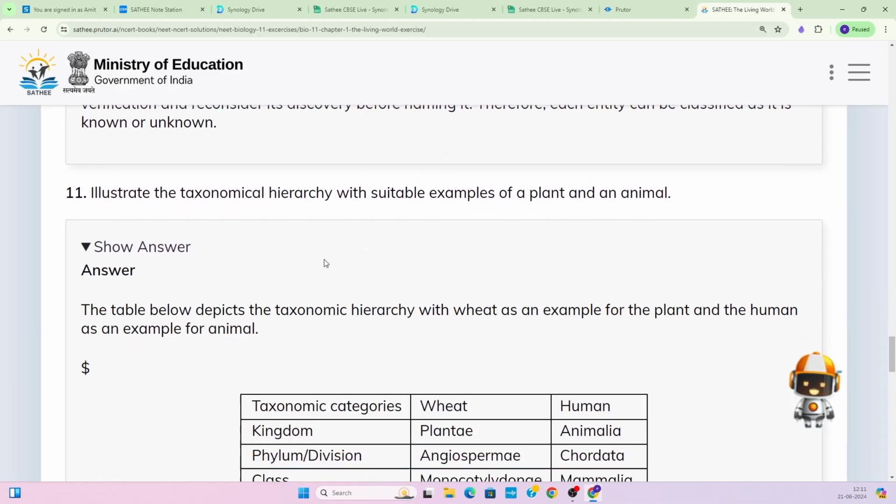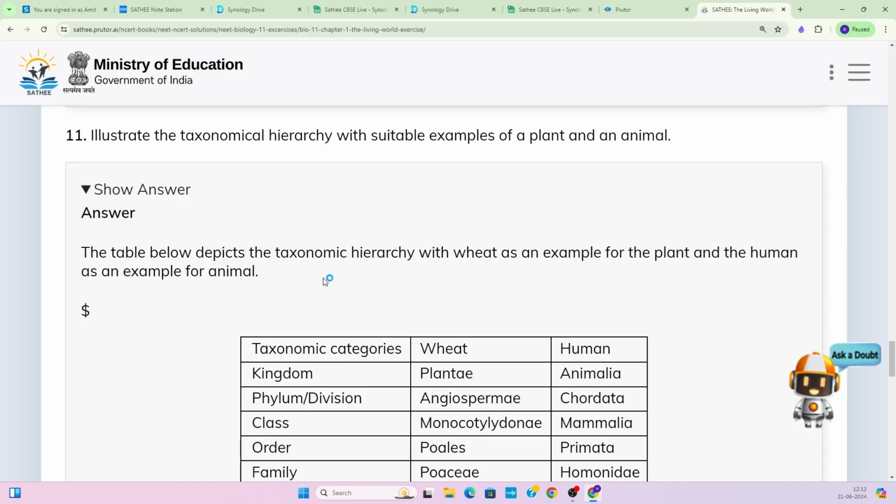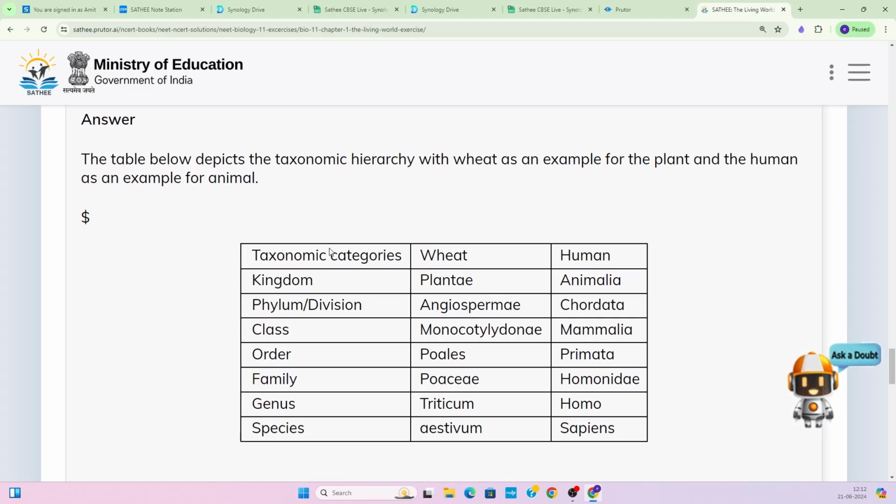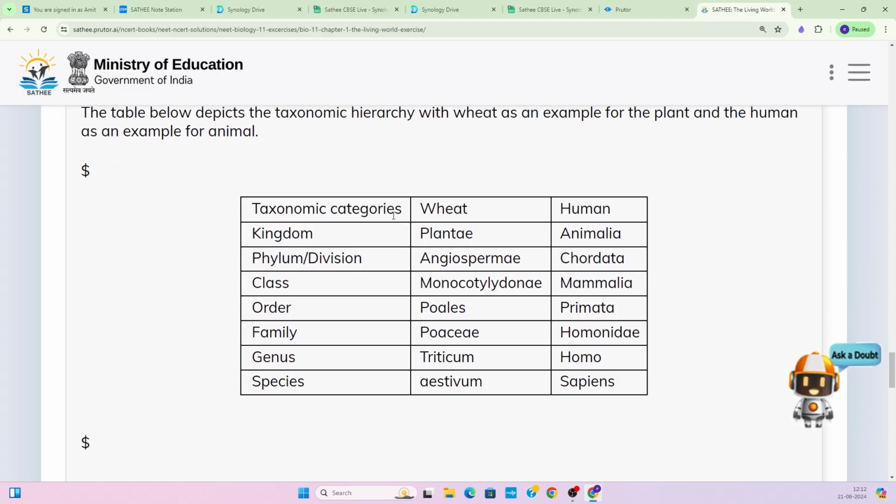Last question of this chapter. What is the question? Illustrate the taxonomical hierarchy with suitable examples of plants and animals. The table below depicts the taxonomic hierarchy with wheat as an example of a plant and human as an example of an animal. Here we have taken the taxonomic categories, with wheat as the plant example and human as the animal example. First one, kingdom. Wheat belongs to the kingdom Plantae and human belongs to the kingdom Animalia.